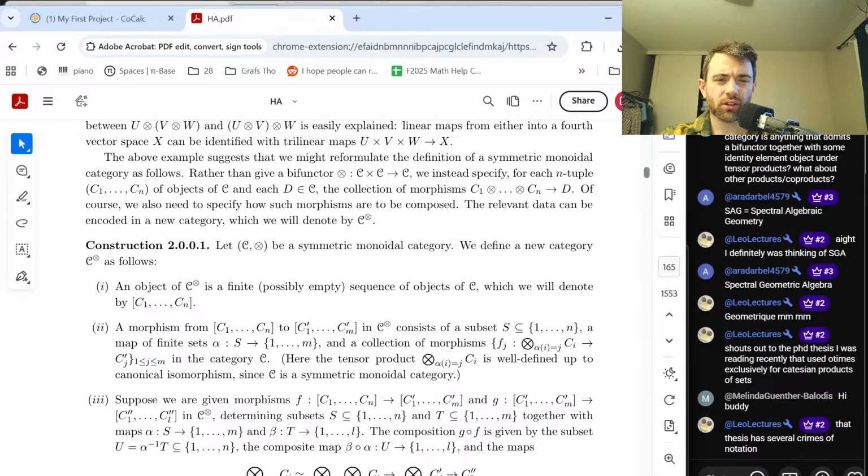Okay, hang on a second. What are we trying to define here? I thought we were trying to define symmetric monoidal. So why are we using symmetric monoidal? I thought this was clear.